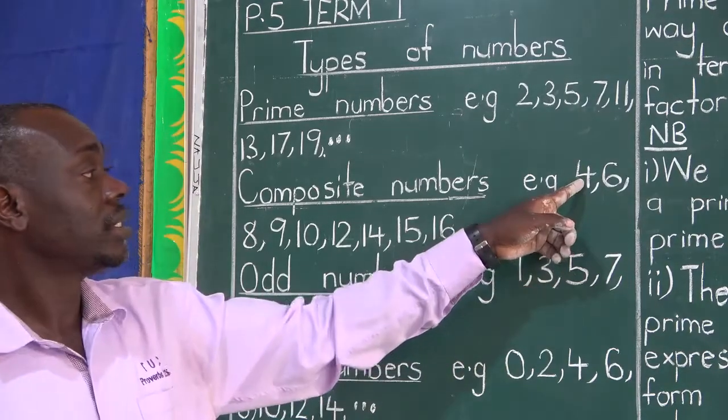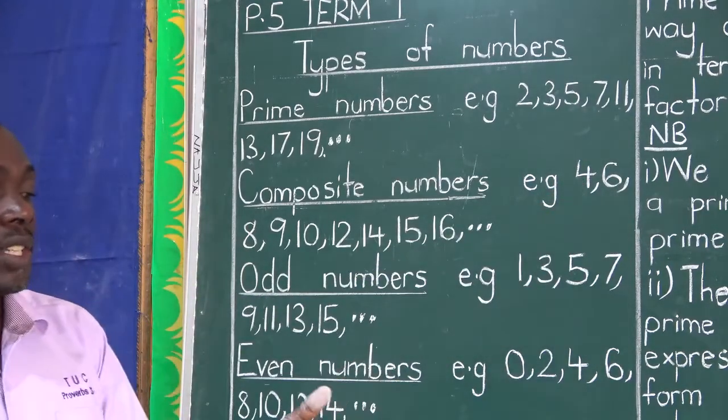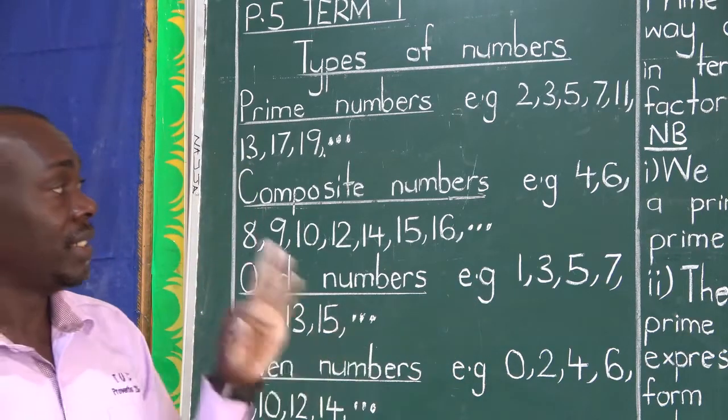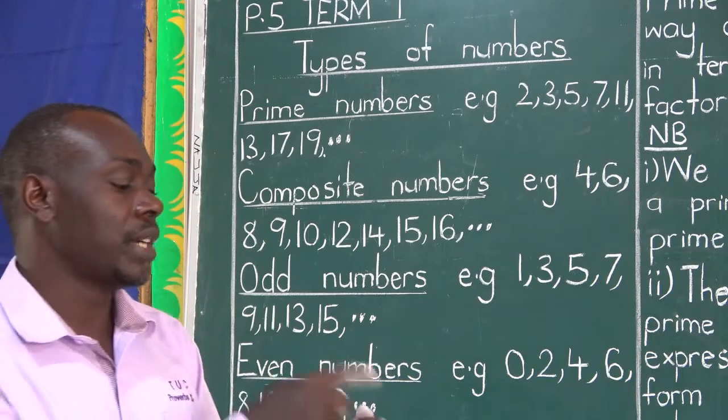So 4 appears in 3 tables: table 1, table 2, and table 4. So that is why it is having 3 factors: 1, 2, and 4.